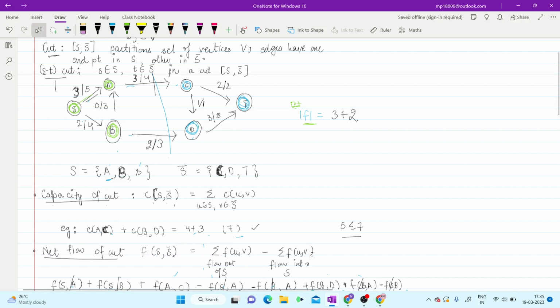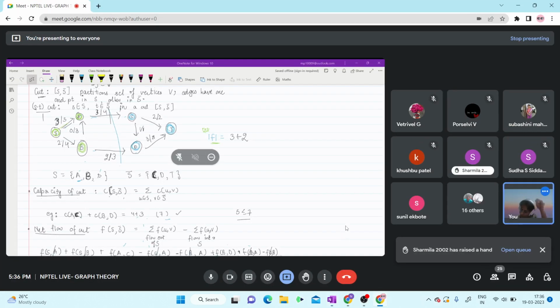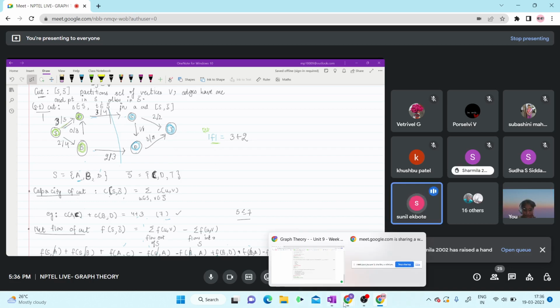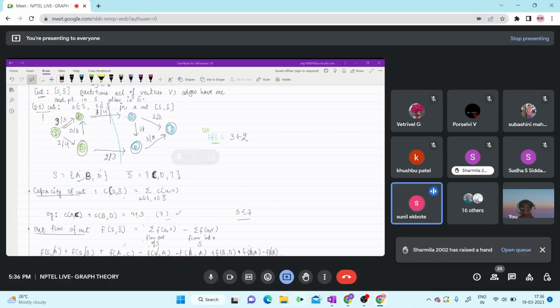But it need not be maximum. We'll see later. The next concept is that only. So how to find the maximum flow? This is just one example of a flow. Mean you are taking a cut at maximum capacity or at maximum flow.